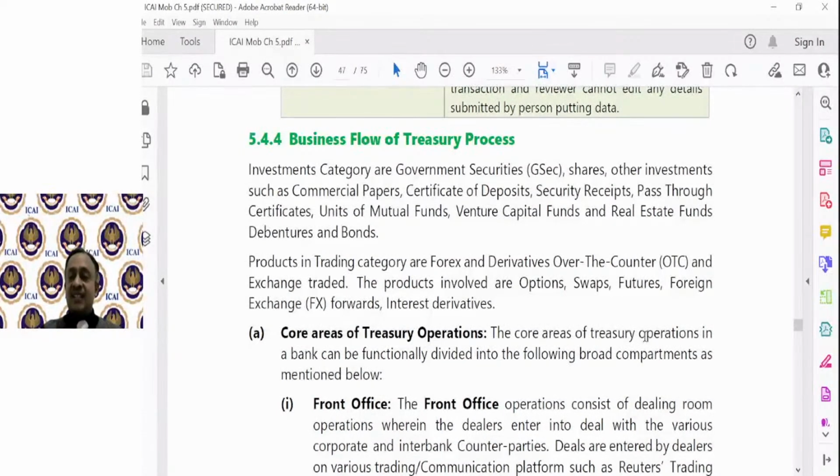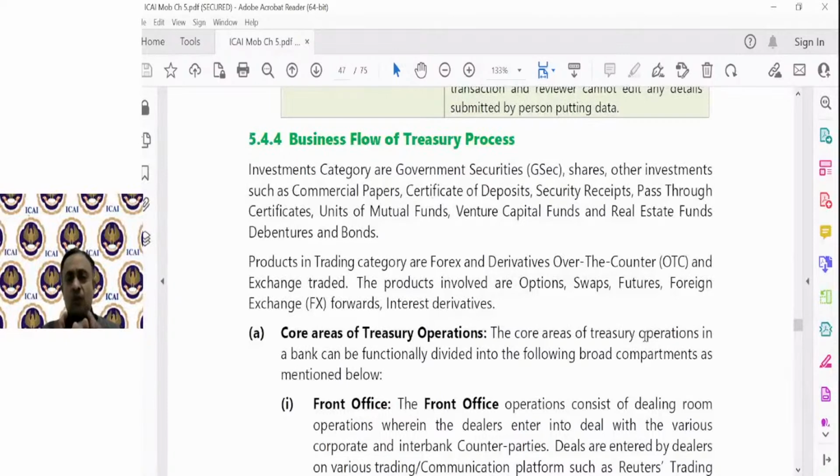Investment categories are GSEC. The income that bankers earn through investments becomes their treasury operations. That includes investment in government securities, other investments, CPs, that is commercial paper, CDs, certificates of deposit, security receipts, PTCs, pass-through certificates, units of mutual funds, VCFs, venture capital funds, real estate funds, debentures and bonds. Where bankers invest, whatever they earn is basically called treasury operations, including forex and derivative OTC transactions.